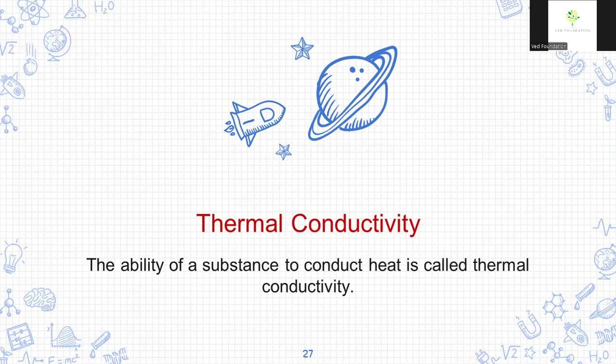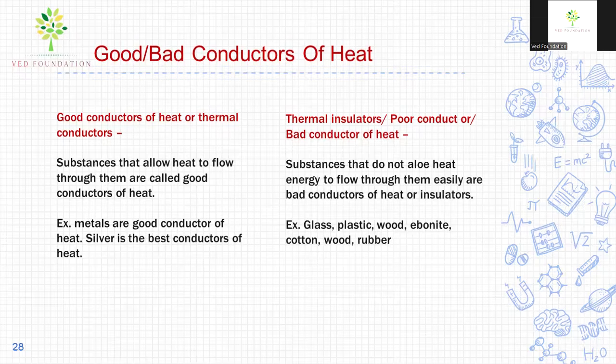Thermal conductivity. The ability of a substance to conduct heat is called thermal conductivity. Based on thermal conductivity, substances are classified into two groups: good conductors of heat and poor or bad conductors of heat. Good conductors of heat are also called thermal conductors and bad conductors of heat are also called thermal insulators. First, thermal conductor. Substances that allow heat to flow through them are called good conductors of heat. All metals are good conductors of heat. Silver is the best conductor of heat. And the non-metal graphite is a good conductor of heat.